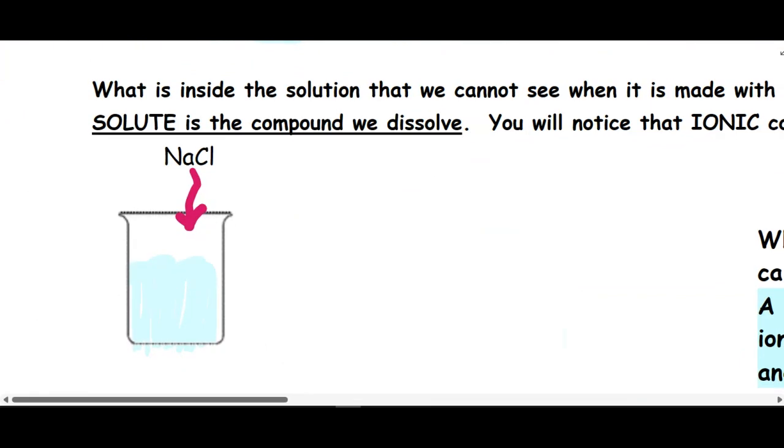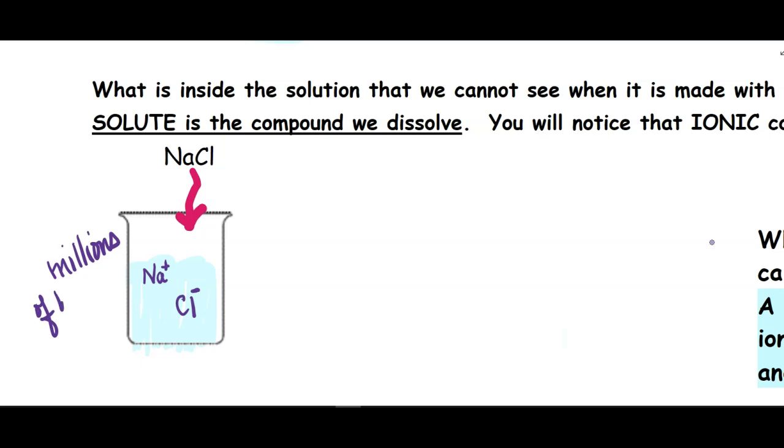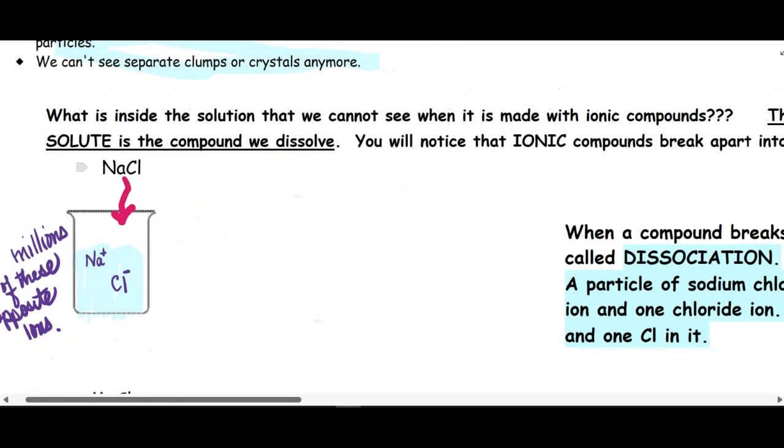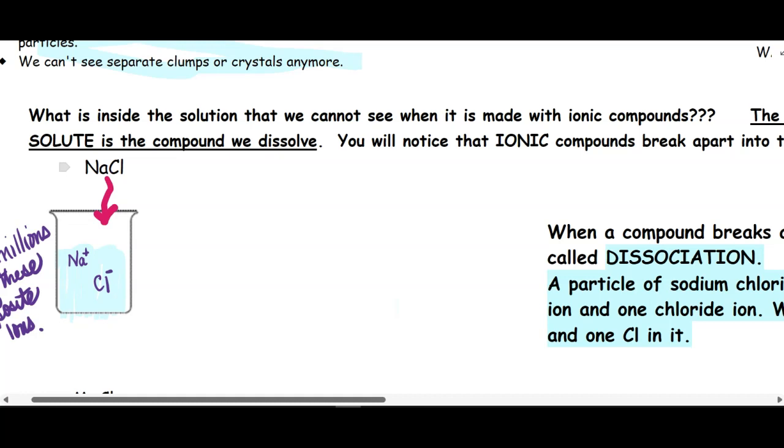All right, so when the crystal breaks down, what we have is individual sodium ions and individual chloride ions, and of course we have millions of these opposite ions. I'm just going to show you what's in the compound. So we have one sodium ion and one chloride ion in the compound. So that's what happens. Ionic compounds in water break up into ions.